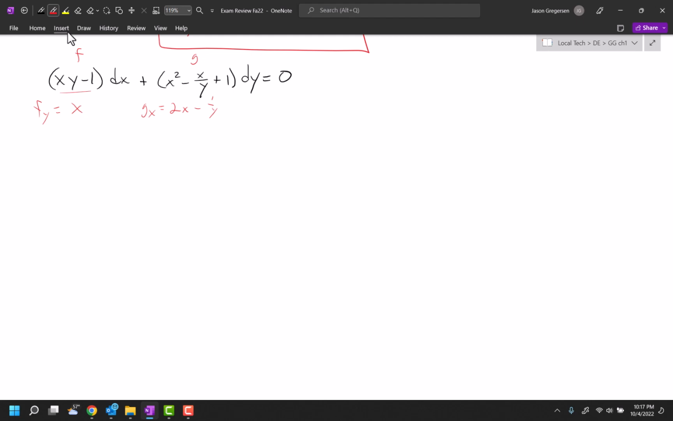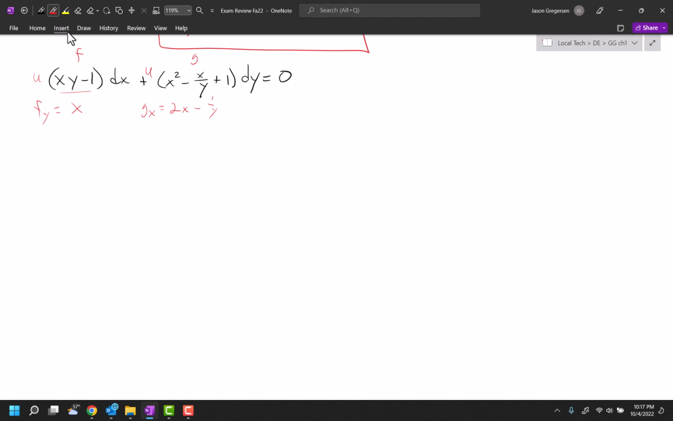So our goal here is to say, can we multiply by some special function, some special integrating factor, to make this differential equation exact? That's our goal. Now there's two ways we can go through this process. We can either use the formula approach we talked about in class, or we can use the theoretical approach.